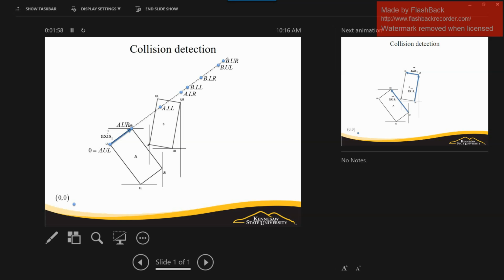You know what? I think I'm wrong about A.UR. See, because A.UR should be in the same position as A.LR. I think my shortcut method maybe isn't right on that A.UR. You should go ahead and do the same process.